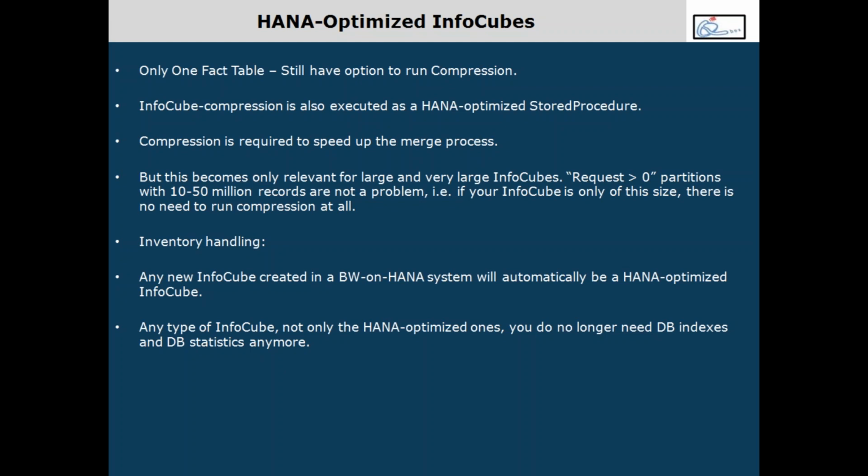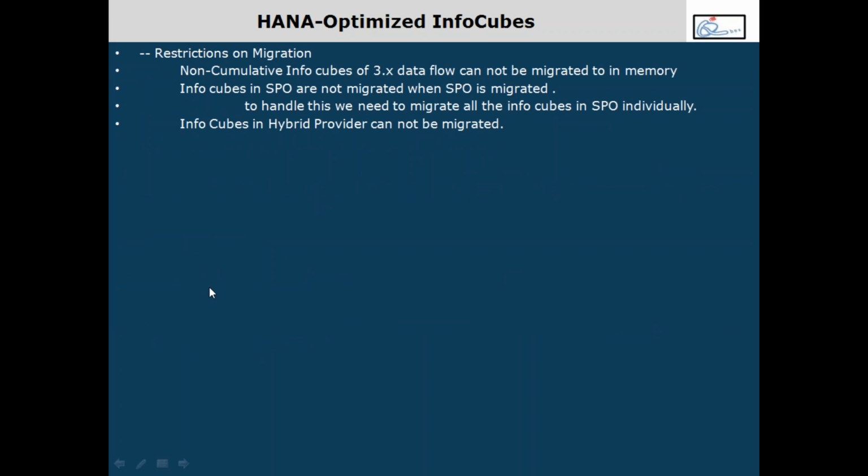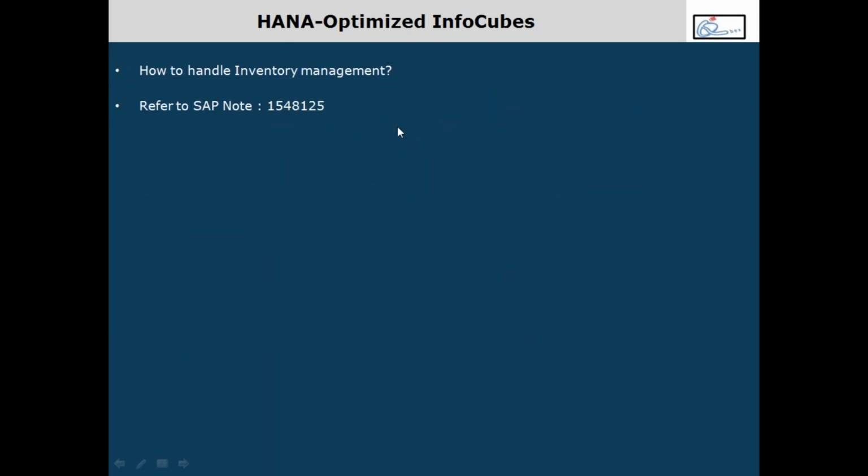So in case of an unoptimized cube, we still have the old processes, but they do not do anything. You have to remove them. And in case of new BW on a HANA system, if you create a cube, it is automatically an unoptimized cube. You cannot control it. These restrictions are no more. Don't worry about these restrictions.